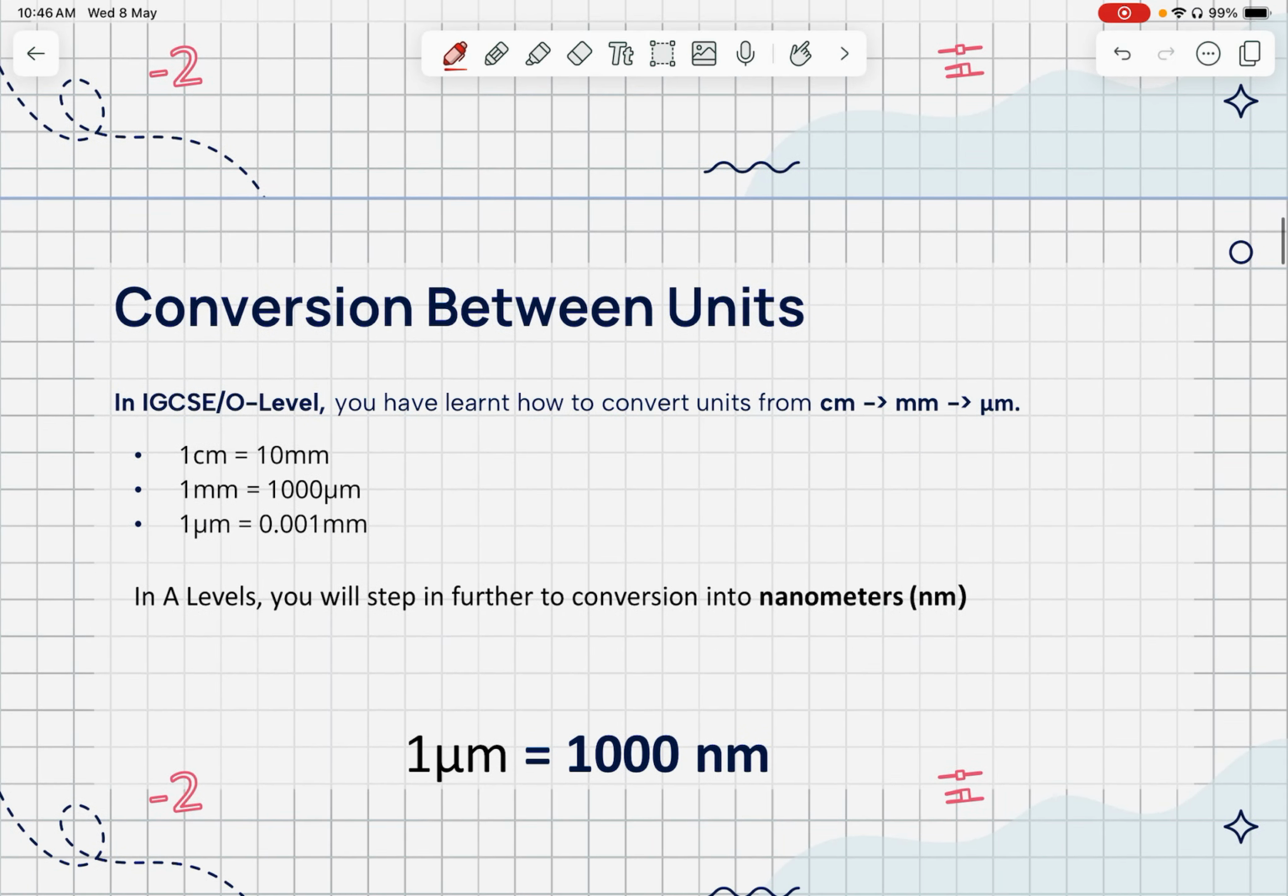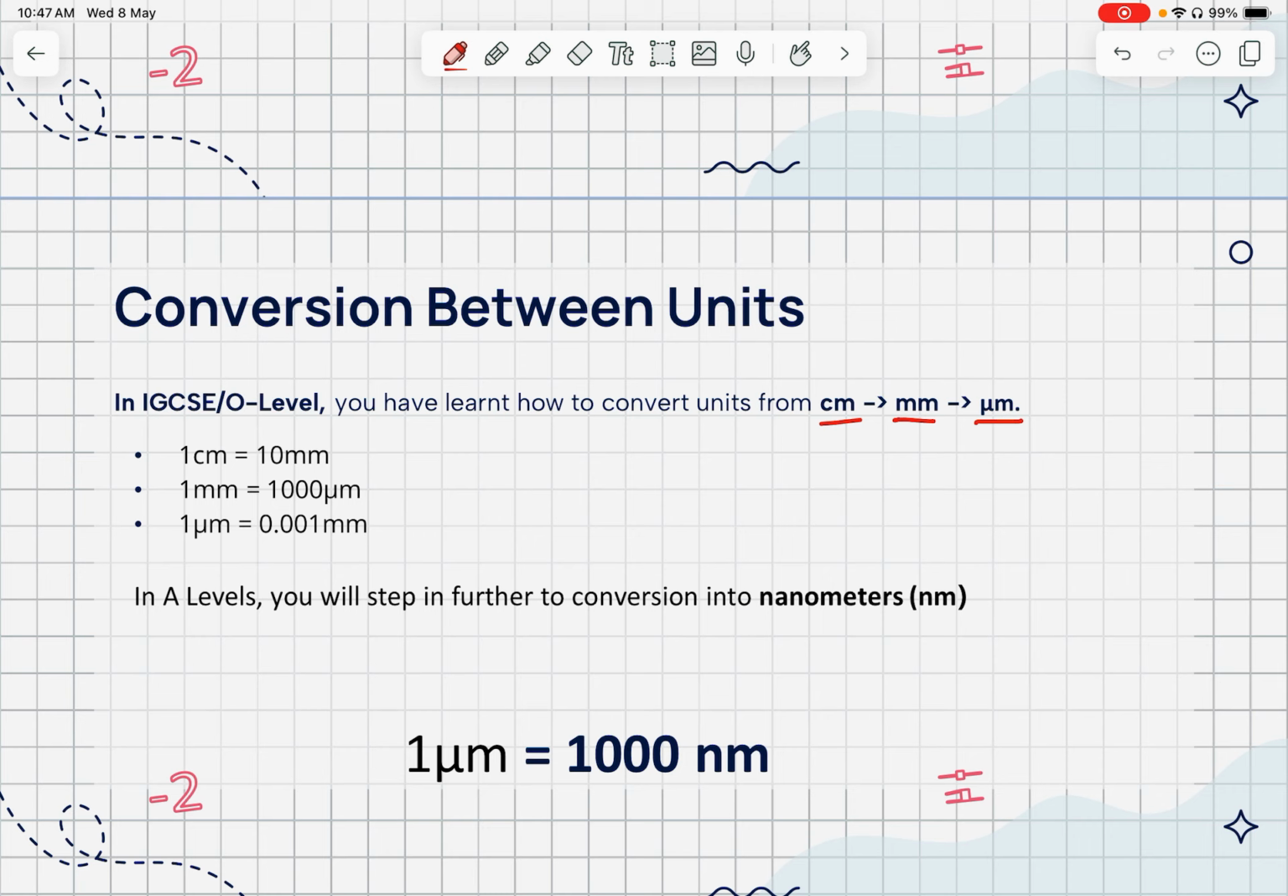This is kind of repeated from IGCSE biology, where in your previous level, you learned how to convert units between centimeter to millimeter and to micrometer. So you know that 1 centimeter is 10 millimeters, 1 millimeter equals 1000 micrometers, and 1 micrometer equals 0.001 millimeters. If you still do not know, or maybe you have forgotten how to do magnification, I will link the IGCSE biology video that talks about magnification on top.